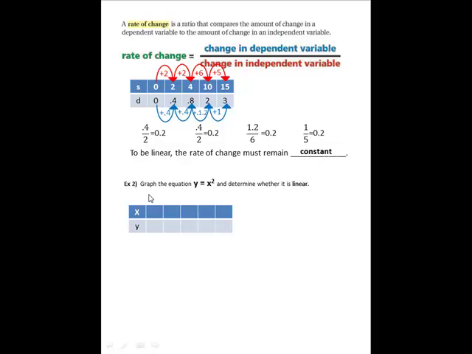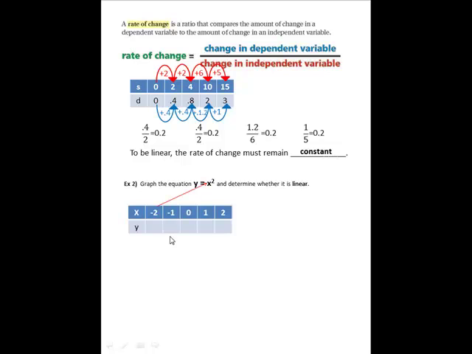As a last example, let's look at what would happen if we graph y equals x squared and determine whether it's linear. Let's pick out points. If you get to pick any points you want, we've done this previously in another chapter. A lot of times it's easiest to pick out small numbers that are right around 0. We've got some negatives, some positives.